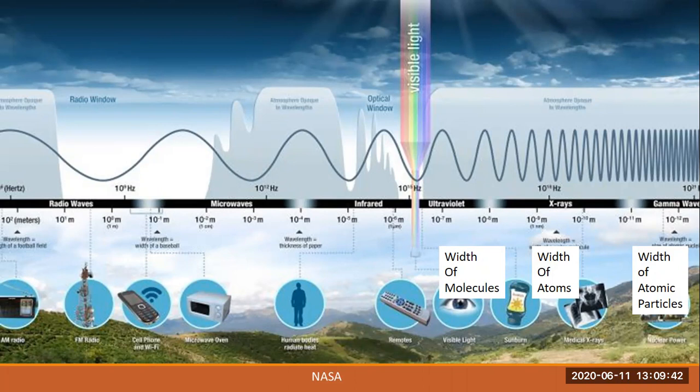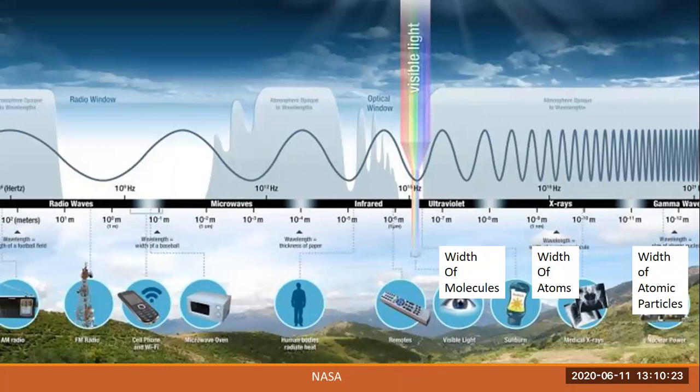But I want to talk a little bit about some of these different wavelengths of energy and their sizes. The energy that the sun first produces in the very core of the sun, where it's about 15 million degrees, is in the form of something called gamma waves. These are, as you can see, really, really tiny wavelengths. They're about the width of atomic particles. As that energy works its way out through the sun, it starts getting weaker and cooler, and those wavelengths get longer. We move from gamma rays into X-rays.